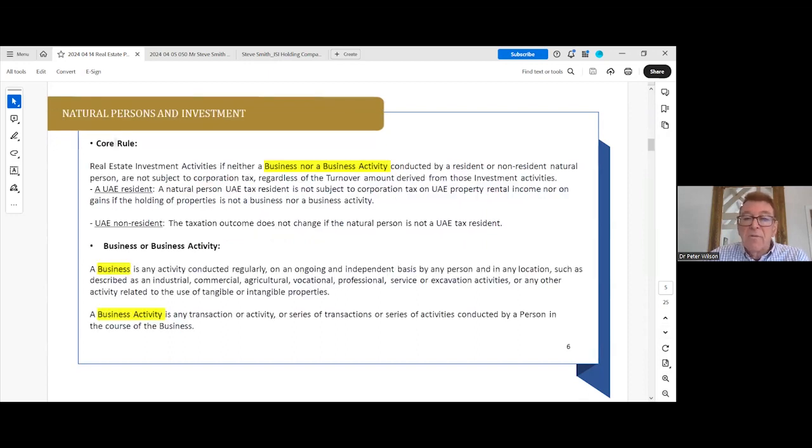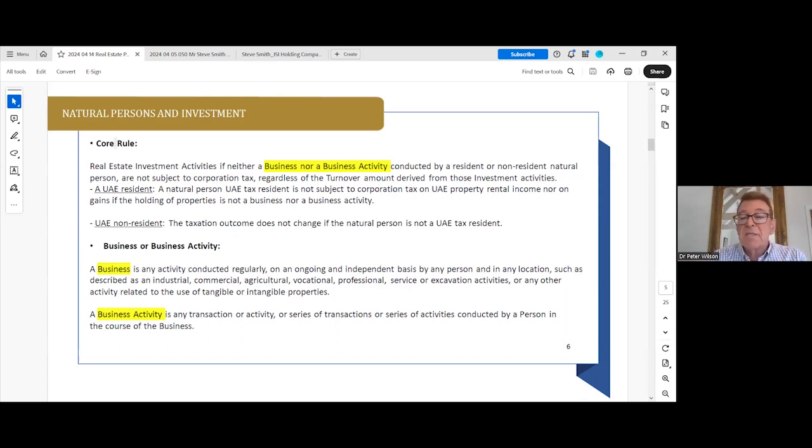All right, so what's the core rule? Now, we can all read what the core rule is, but basically it's saying that for a natural person, if a natural person's activity in real estate is something that falls within, pardon me, the meaning of real estate investment activity, and it's not a business nor a business activity, then it's not going to be liable to corporation tax. That's the fundamental core rule for natural persons.